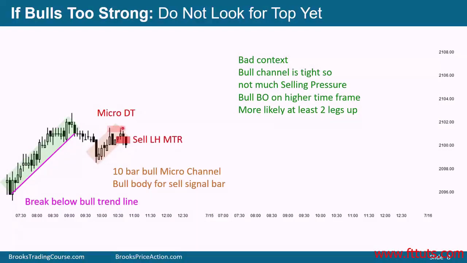Again, a 10-bar bull microchannel. Probably the first reversal down will be minor, and the bulls will try to get resumption up. And then additionally, the sell signal bar has a bull body. Again, low probability sell.